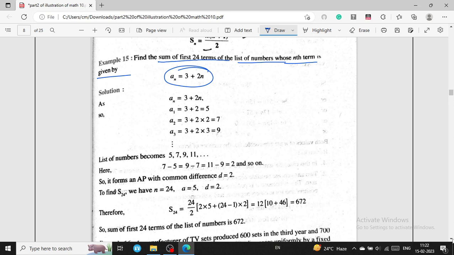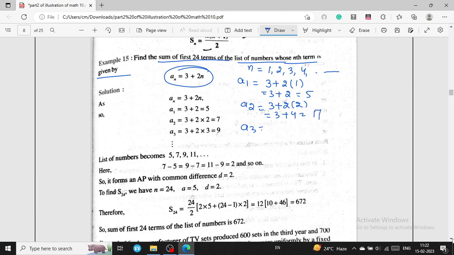For finding the AP series, you should remember that n is equal to the natural numbers 1, 2, 3, 4 up to unlimited. So first of all we have to make the first term. For the first term, 3 plus 2n, we substitute n's value 1: 3 plus 2 times 1, that is 5. And in the second term, n will be 2: 3 plus 2 times 2, that is 7.